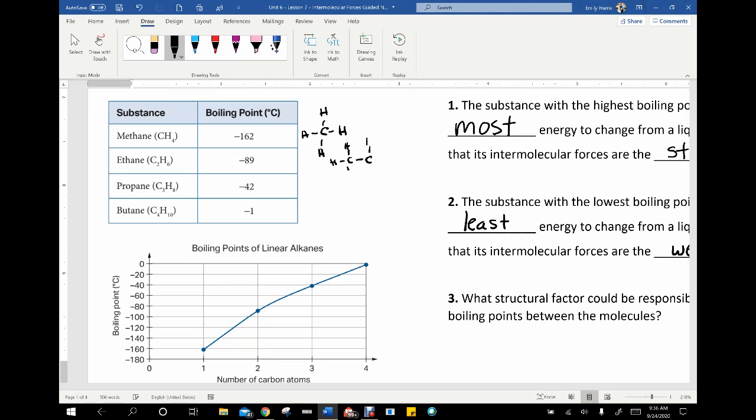That's interesting. Then the next molecule, which is propane, has 3 carbons, 1, 2, 3, and 8 hydrogens. Get those guys in there. And then the last molecule, butane, has 4 carbons and 10 hydrogens. So let's draw in all of those bonds.